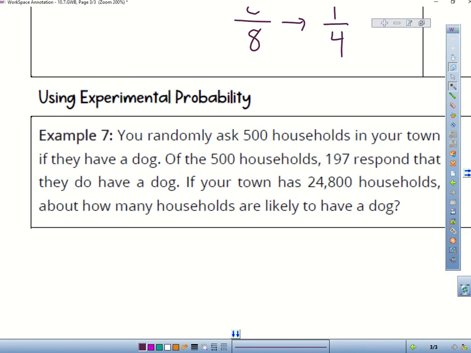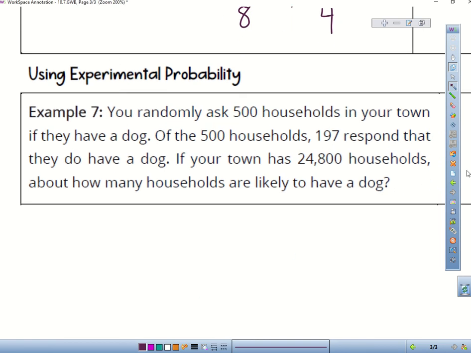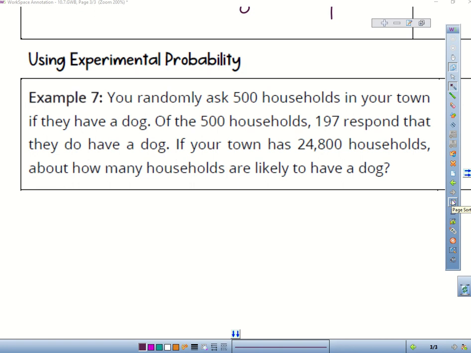So you randomly ask 500 households in your town if they have a dog. Of the 500, 197 responded they do. If your town has 24,800 households, about how many households are likely to have a dog? So firstly, what is the probability that you select a house that has a dog right off the bat? So we got 197 out of 500. Good. So that's the chance that somebody has a dog based on the experiment.